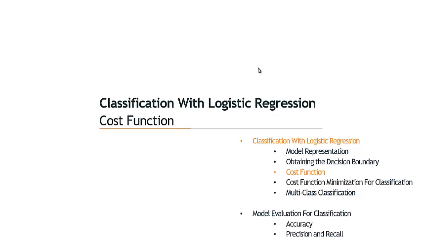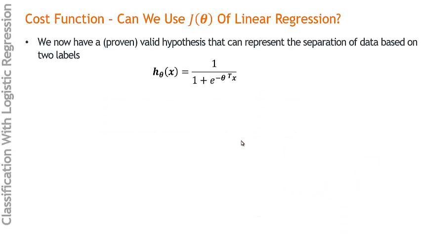All right, continuing with our development of logistic regression, we now have to deal with the issue of cost function. Let's do a recap. We have our h theta that expresses probability. We make a probability determination for a data instance x, and this value is going to be between 0 and 1.